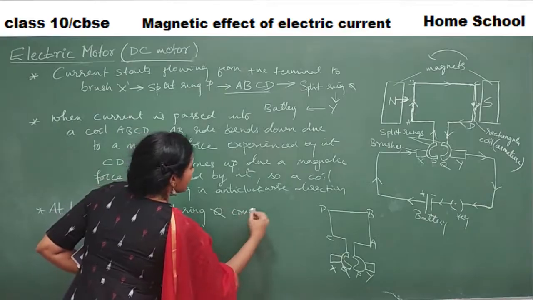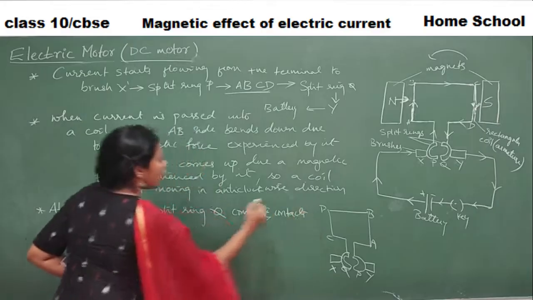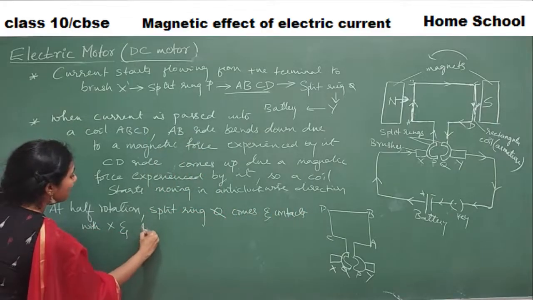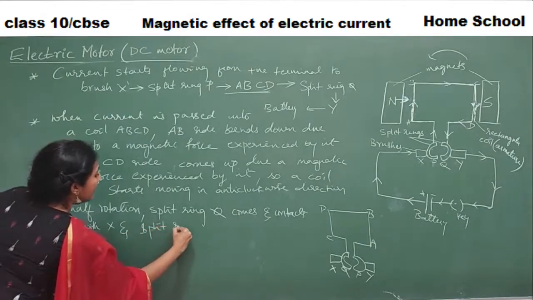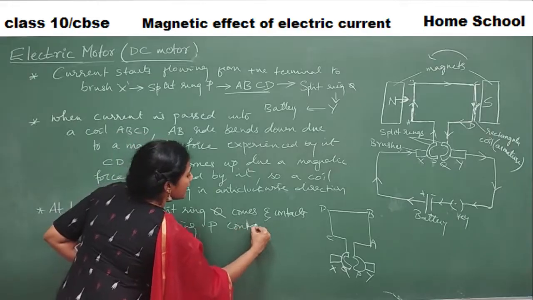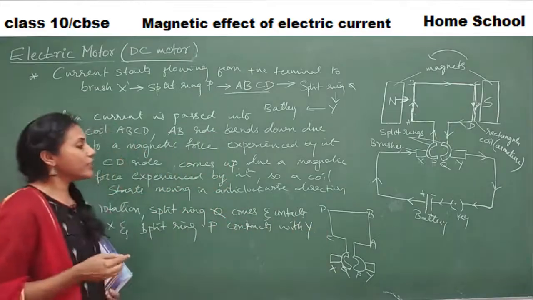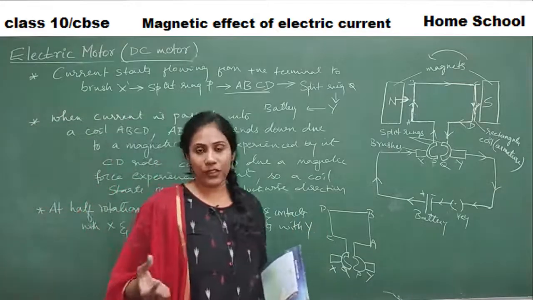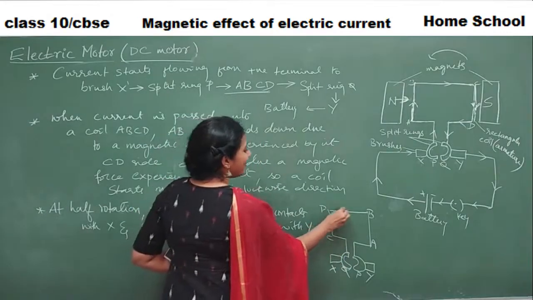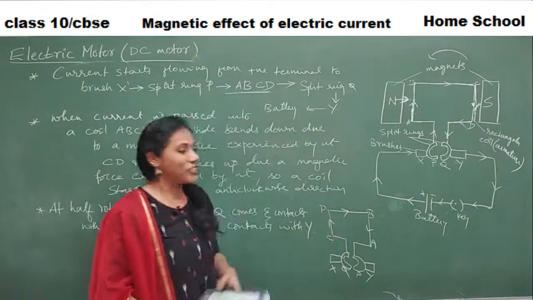Q comes and contacts with X, and split ring P contacts with Y. Okay, so this is what happens at half rotation. And you see the direction of current, guys. Direction of current in the coil also has changed.